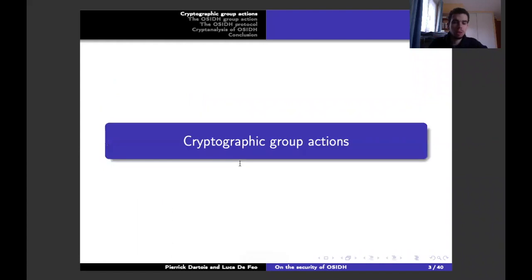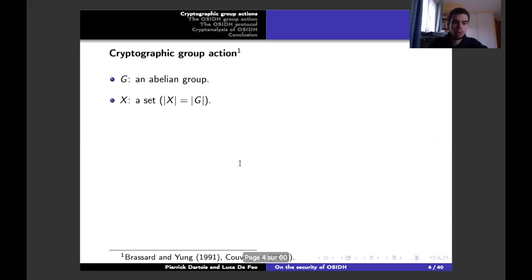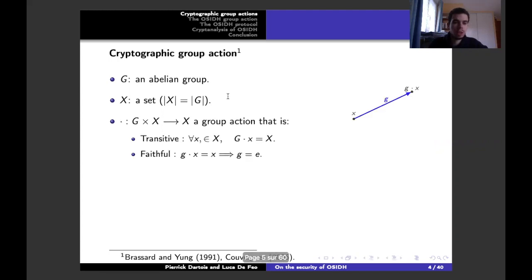Now, let's introduce cryptographic group actions. The original idea was first introduced by Brassard and Yung in 1990 and reused by Couveignes in his paper constructing the first isogeny-based cryptosystem. To have a cryptographic group action, we need a group and a space to act upon. The group has to be abelian, and the action needs to be transitive, meaning that we have a single orbit in this space. All space elements can be reached from any element of the space with the group action.